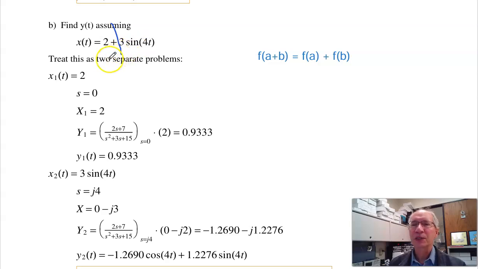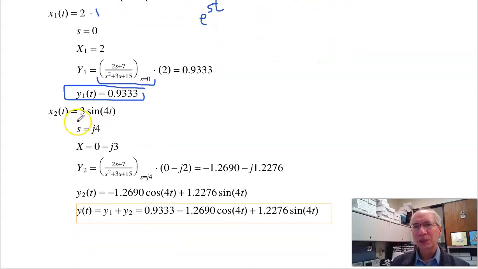So starting out, if the input is 2, then everything's e to the st. S is the frequency, j omega. Frequency is 0. E to the 0 is 1, so this is 2 times 1. Usually the 1's not written, but that's kind of what it means. So S is 0. The representation of the number 2 is the number 2. Surprise, surprise. So this is the gain everywhere. All I care about is what's the gain at S equals 0, times the input at S equals 0, which gives you a real number. What that represents is a constant, 0.9333.